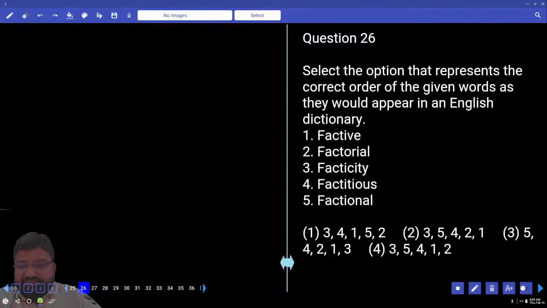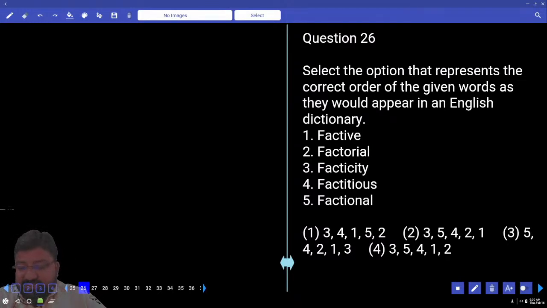Test number 65. Let's try to solve the questions from general intelligence and reasoning. Look at the first question. This question is based on English dictionary order. You need to arrange all these words in alphabetical order. If you observe carefully, the first 4 letters of every word given in the question are the same. Now concentration is only on the fifth letter.